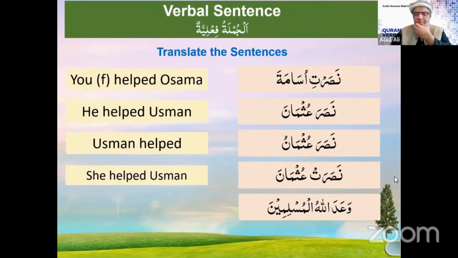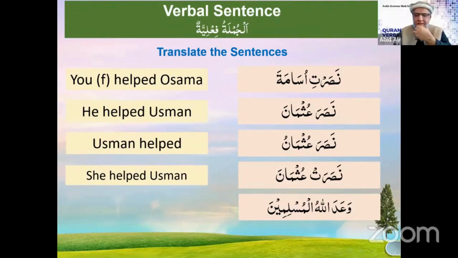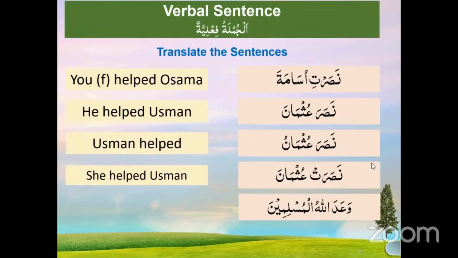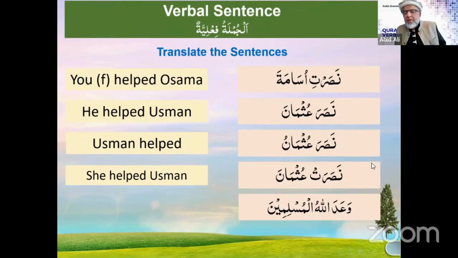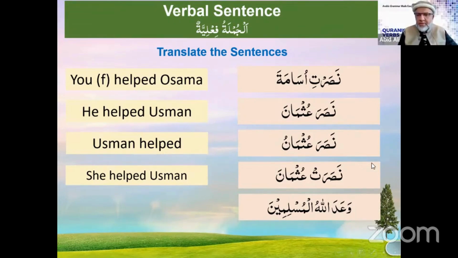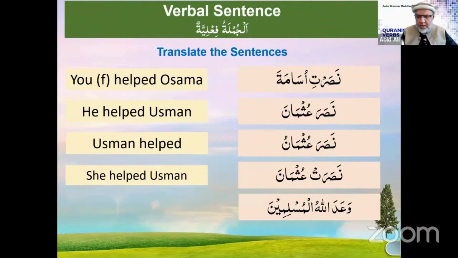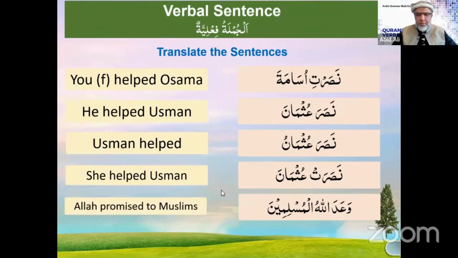Okay, what about Wa'adallahu al-Muslimina? In this, who is the maf'ul? Who can tell me that? Brother Khalid, who is the maf'ul? Muslimin. Yes. Why? Because it's in the nasab status. Okay. And brother Fahad, who's the fa'il in this sentence? Allah is the fa'il. It's in Rafa status. And which siga is this? Wa'ada is siga number 1, and it is an outside fa'il. Jazakallah khair. Thank you.